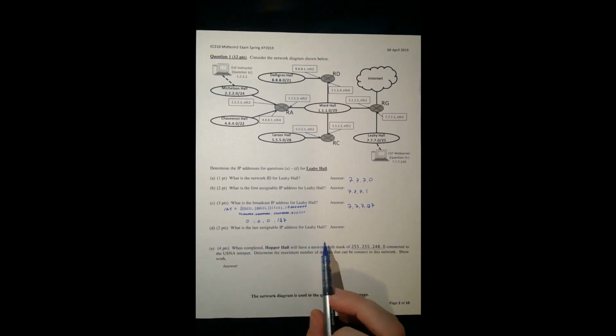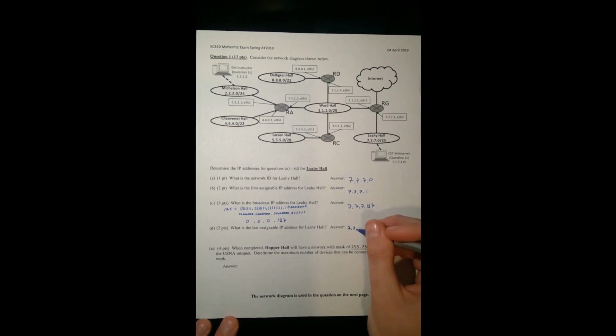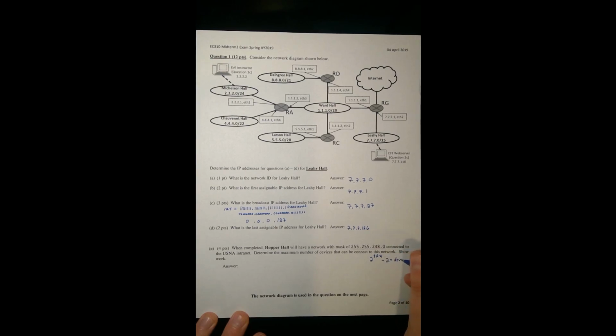Next, we want to know the last assignable IP address. The last assignable IP address is 1 less than the broadcast address, so that's just 7.7.7.126. Okay, last part here, part E. When completed, Hopper Hall will have a network with mask of 255.255.248.0 connected to the USNA intranet. What are the maximum number of devices that can be connected to this network? So we want to use the equation 2 to the 32 minus n minus 2 equals devices or hosts.